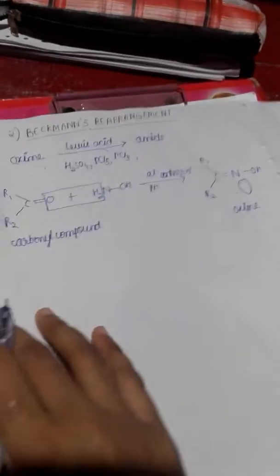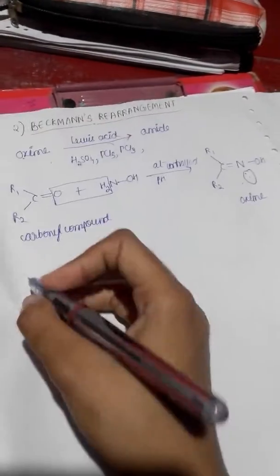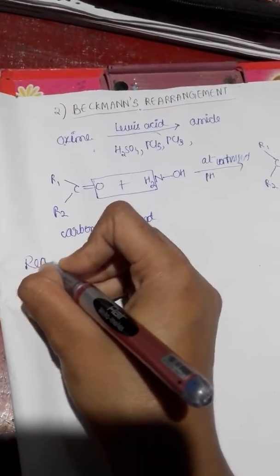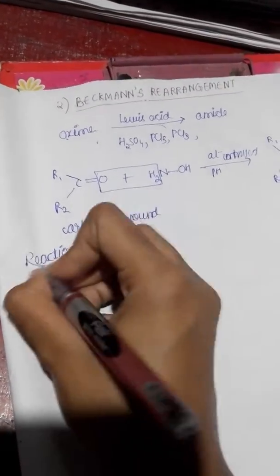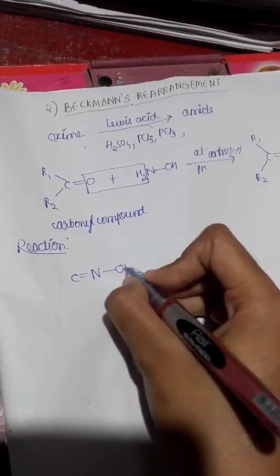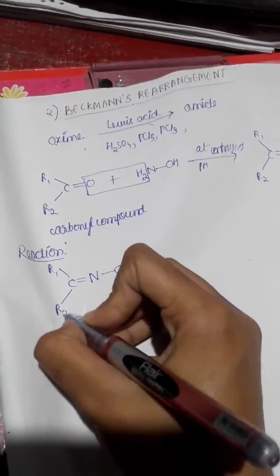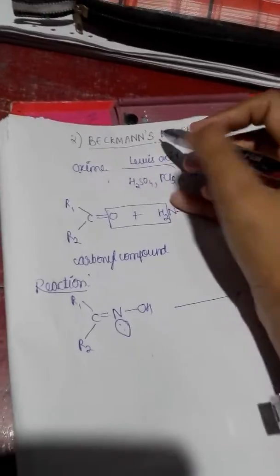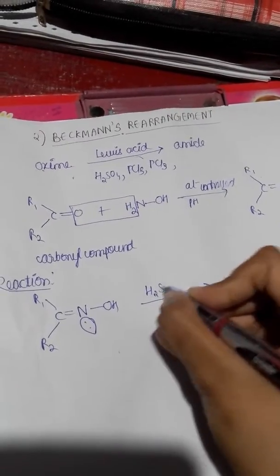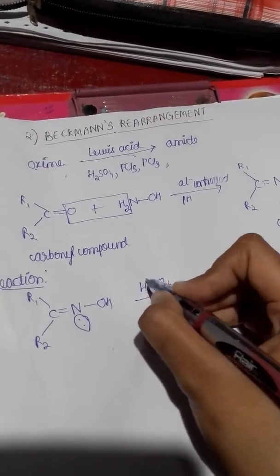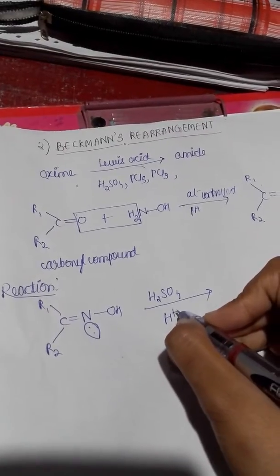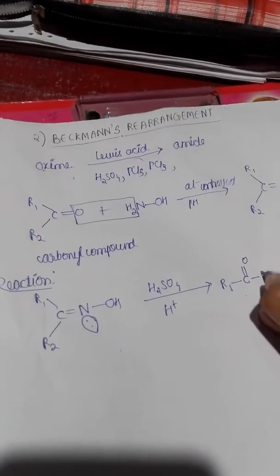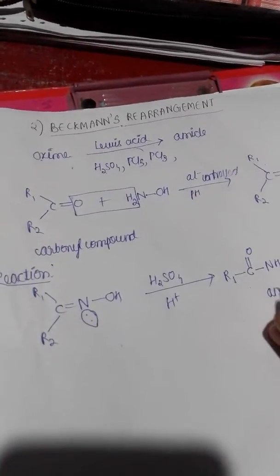Now the main part starts, the reaction. As I told, let's just put the oxime here. This is the reaction basically. Okay, so I'll be writing down the reaction here. So this is the oxime, and with the oxime we'll add any Lewis acid, as I just said. Let me just take sulfuric acid for now, and from the sulfuric acid there is this H positive. And then what we get as a result is this product. This is an amide, right?